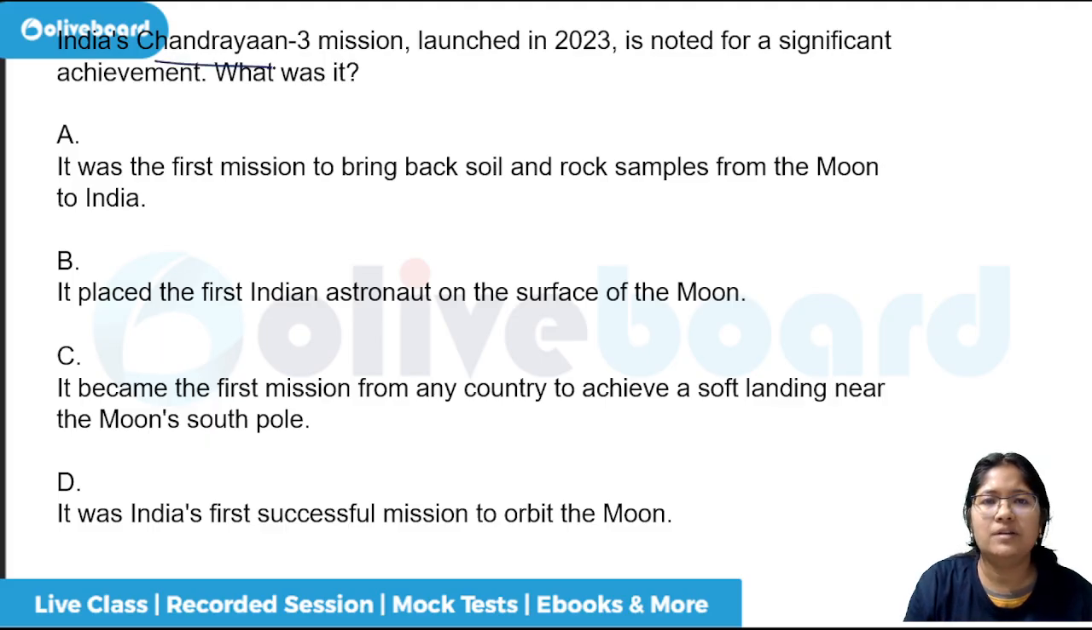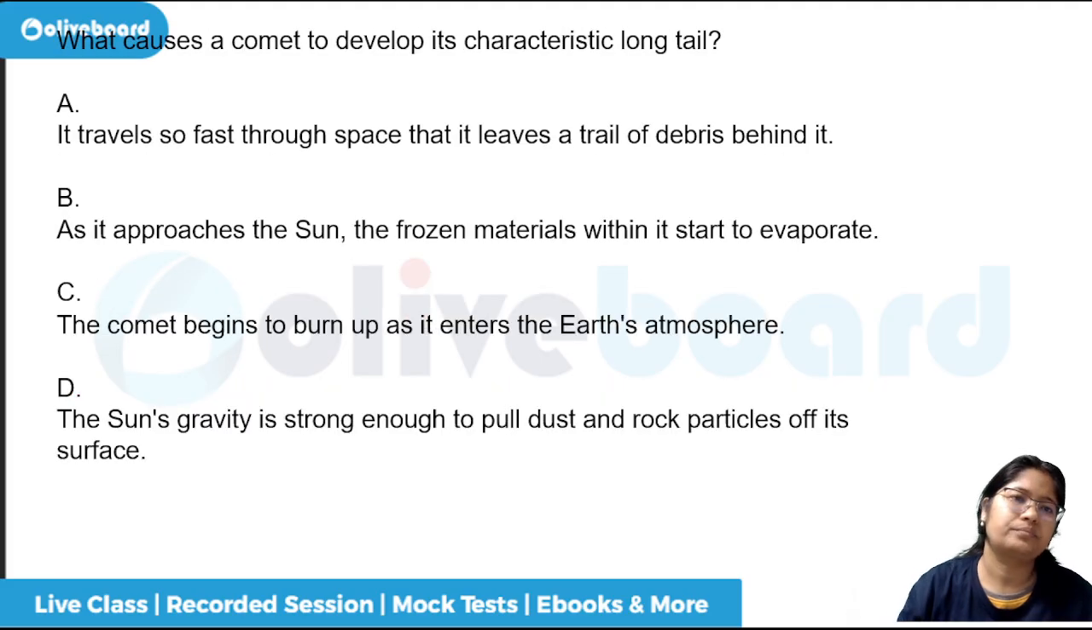India's Chandrayaan-3 mission launched in 2023 is noted as a significant achievement. What was it? It was the first mission to bring soil and rock samples from the moon to India. It placed the first Indian astronaut on the surface of the moon. It became the first mission from any country to achieve a soft landing near the moon's south pole. So what is the correct answer? First that any country has done a soft landing near the moon's south pole.